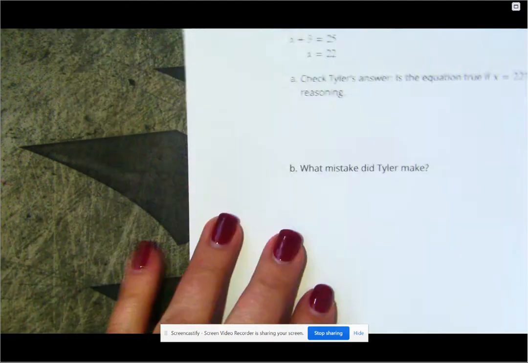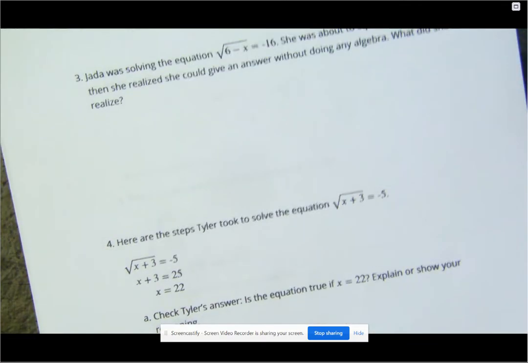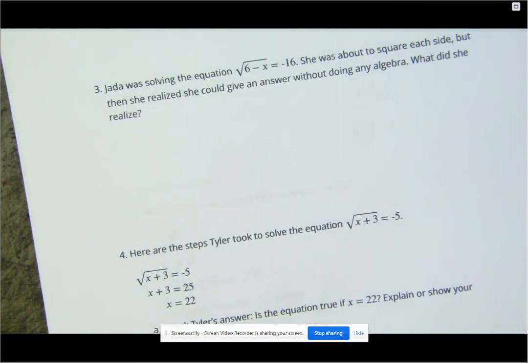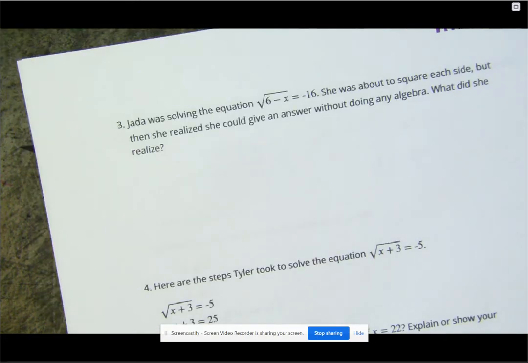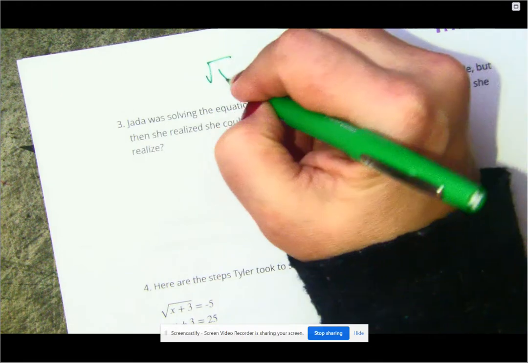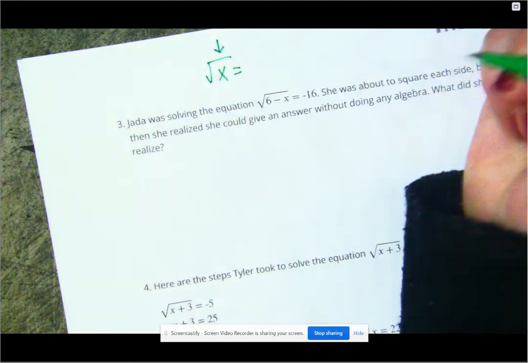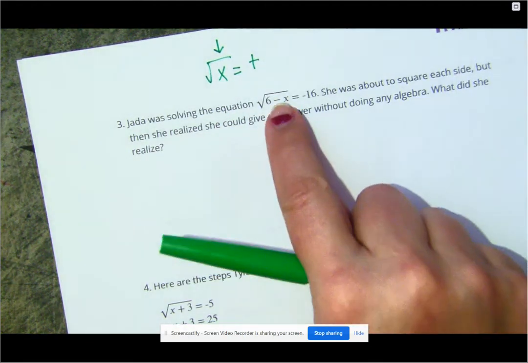All right, number 3, it says Jada was solving the equation, the square root of 6 minus x equals negative 16. She was about to square each side, but then she realized she could give the answer without doing any algebra. What did she realize? We just talked about this on the previous page. The square root of x, this is a positive number. That says that it's going to equal a negative.